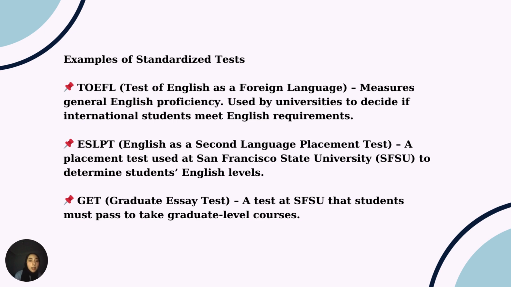we are going to see some examples of standardized tests. Firstly, TOEFL. TOEFL measures general English proficiency of people whose mother language is not English, and it's used by universities to decide if international students meet English requirements. And there's ESLPT, English as a Second Language Placement Test, and it's used at San Francisco State University to determine students' English levels. And the Graduate Essay Test.